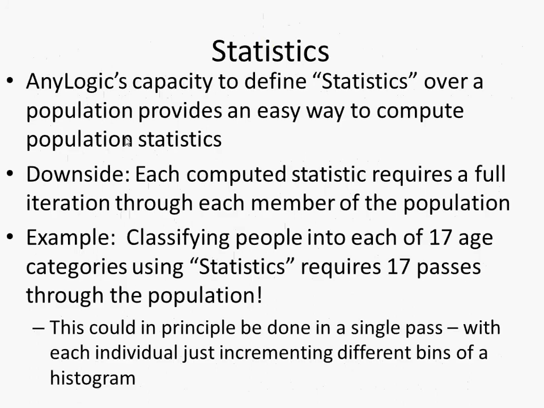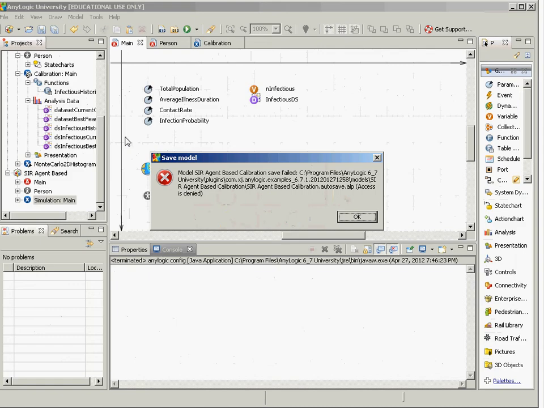Another bottleneck concerns statistics, and we in fact already talked about this. This was related to Oskay's question earlier. We have the capacity to find statistics over a population. The downside is each statistic, if called, involves a full iteration through each member of the population. I'd like to illustrate this, just so you can see where this claim is coming from.